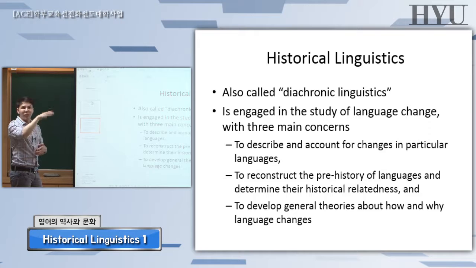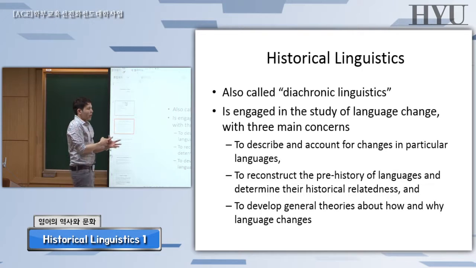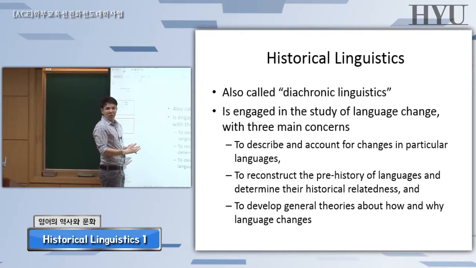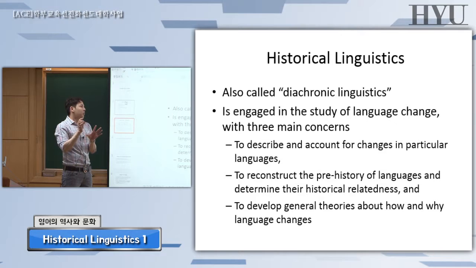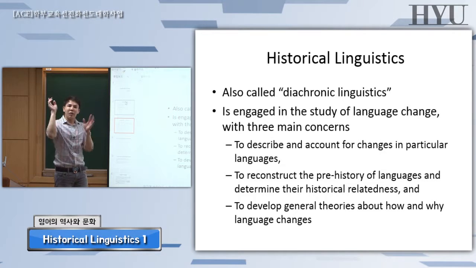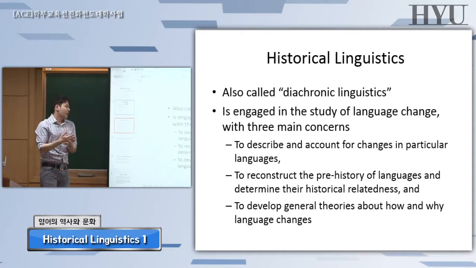When we look at different periods of English or different periods of Korean, Japanese, we study how that particular language changed through time, right? And we want to do three things: to describe and account for changes in a particular language, to reconstruct the prehistory of a particular language. So before, perhaps in Shakespeare's time, for example, you guys know Shakespeare, right? Shakespeare's period, around the 16th to 17th century. So in that time, we don't have any technology to record people's speeches, right?